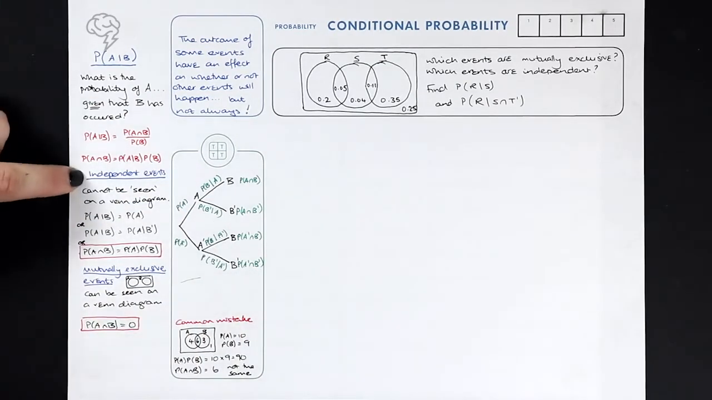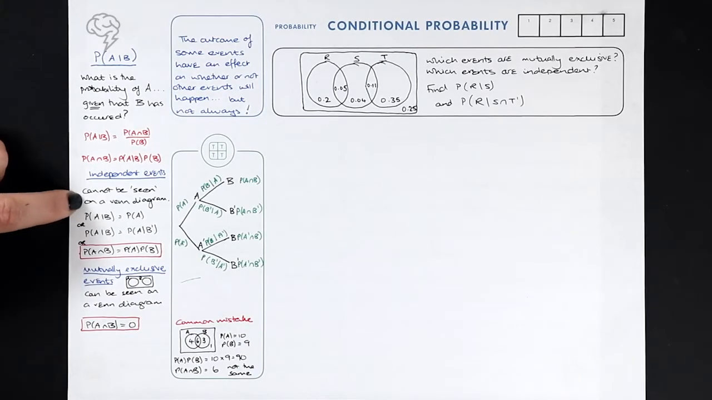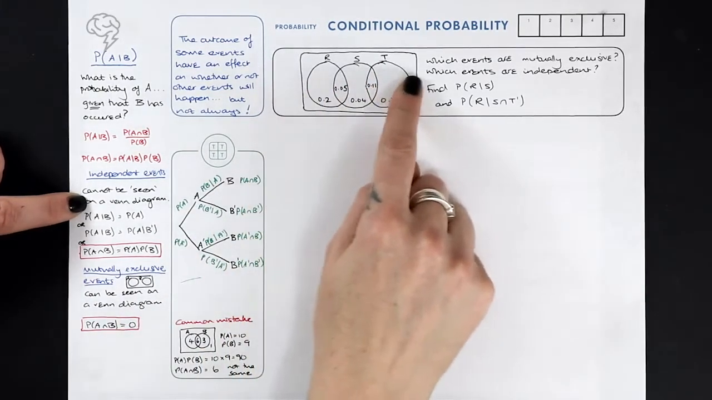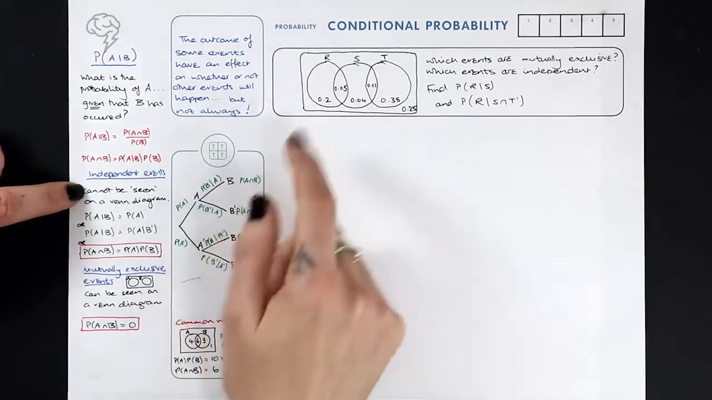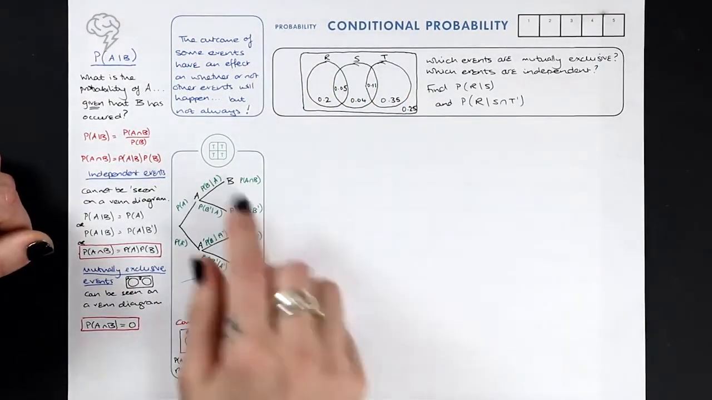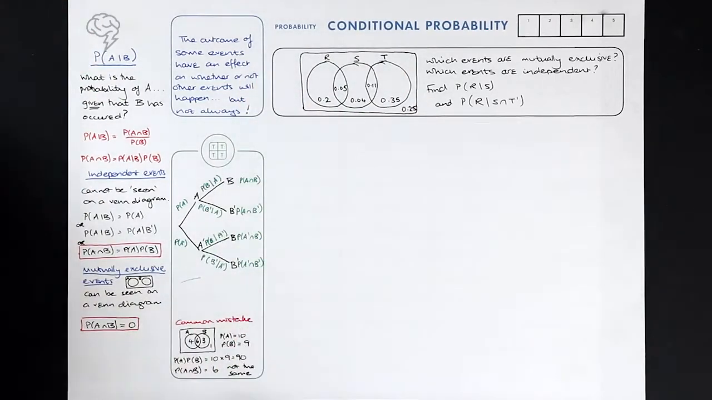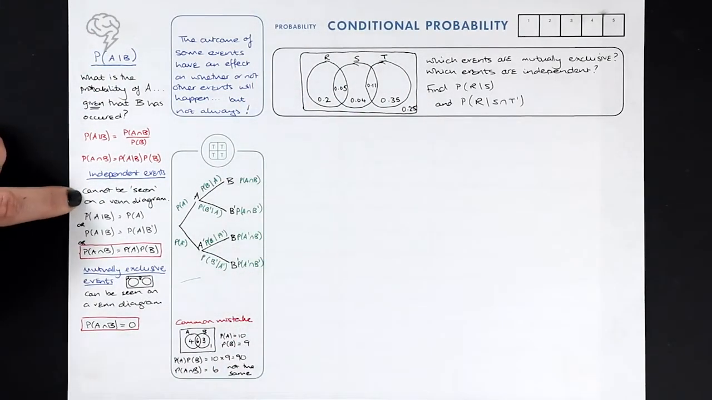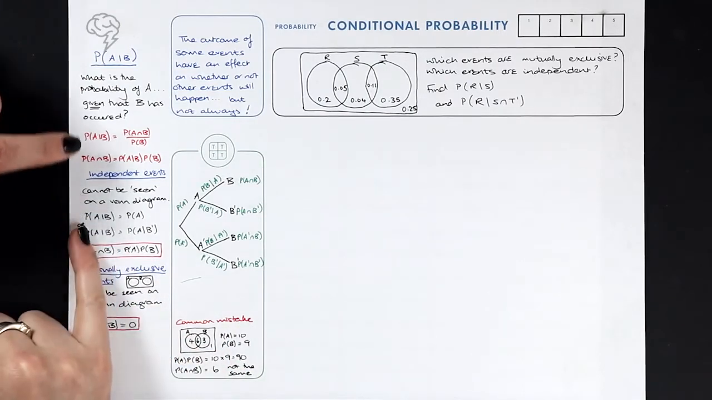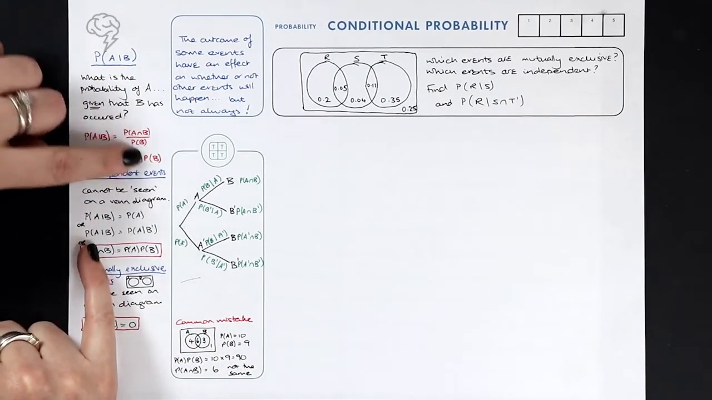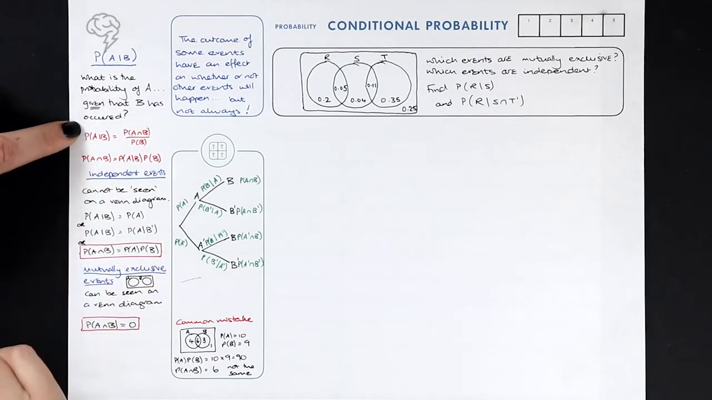Whereas independent events, this is invisible on a Venn diagram. So I've got no idea whether R and S are independent. Maybe they are, maybe they're not. Maybe R and T are independent. I don't know. There's no way. I can't just look at that and go, oh, they are. So the independence is something we have to check. And the independence is to do with this formula here and this, well, they're the same, for conditional probability.